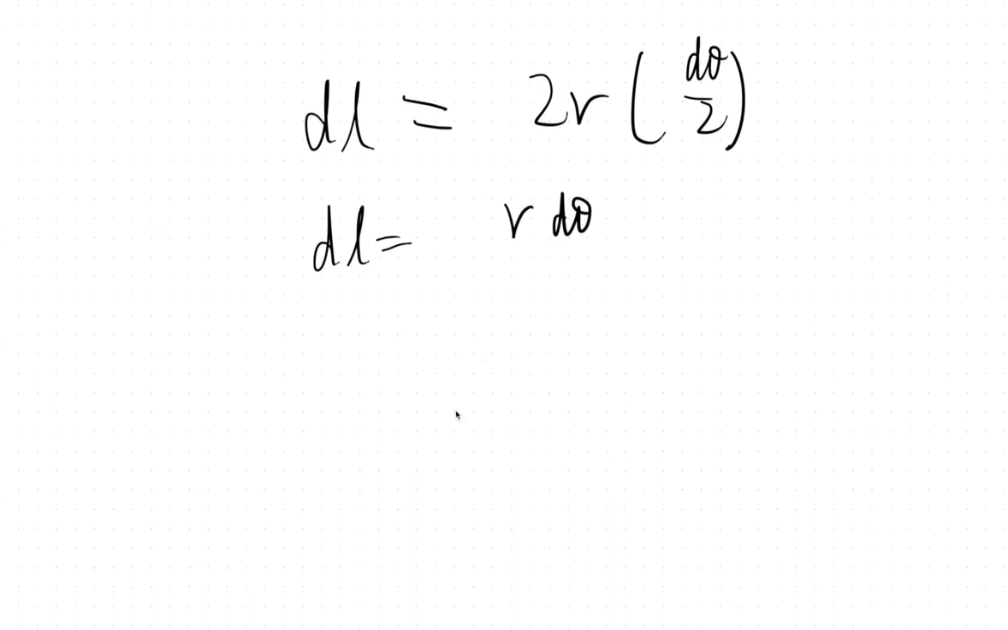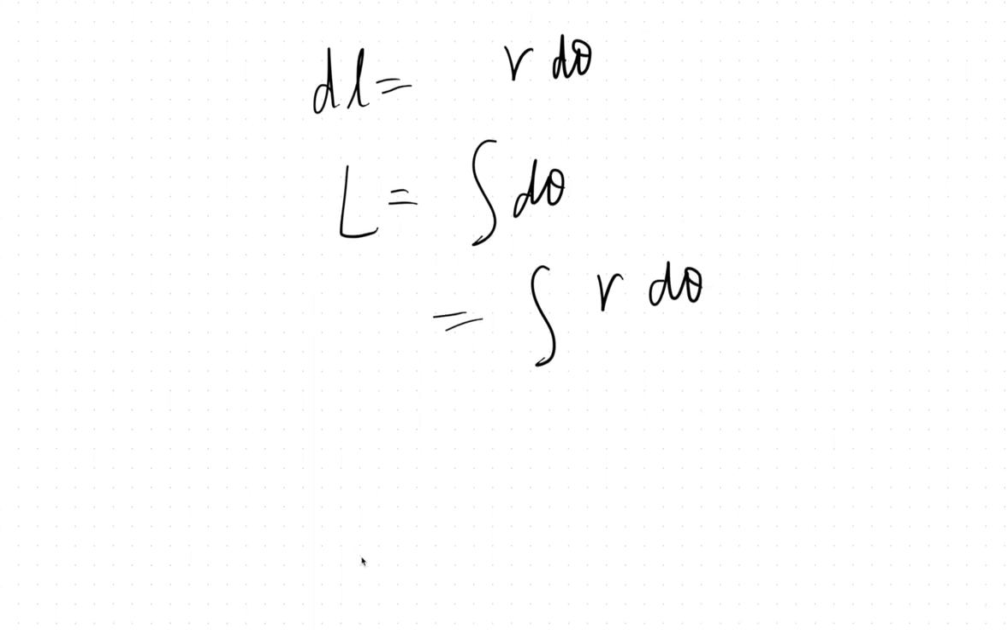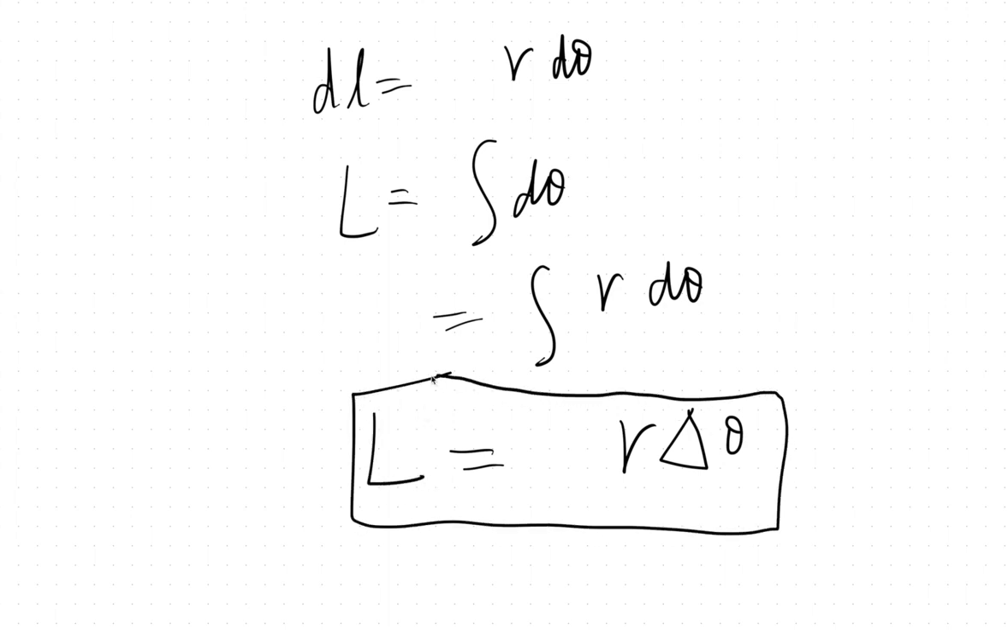So we get L is equal to integral of dl, which is equal to integral of r d theta, which in turn is equal to r delta theta. So for delta theta is equal to 2 pi, length is equal to 2 pi r.